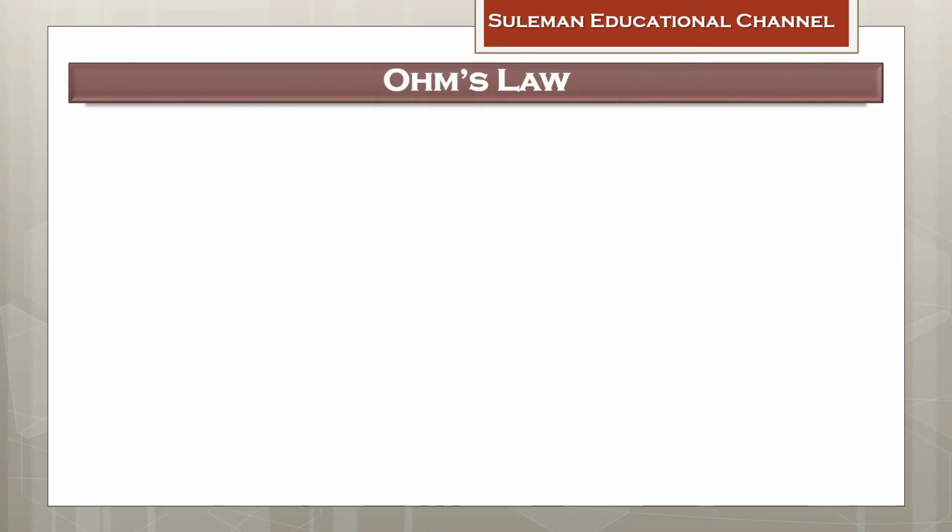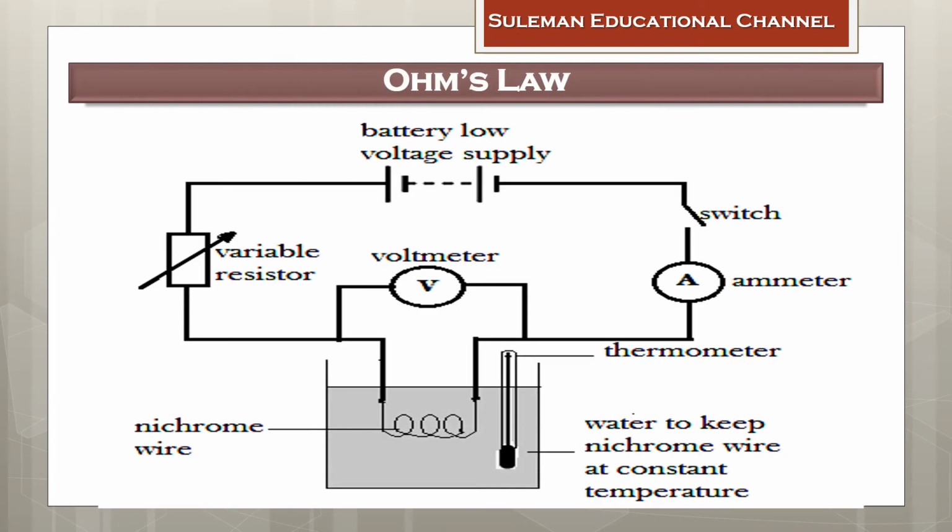Now we will discuss Ohm's law. According to Ohm's law, potential difference is directly proportional to current. It means that if the potential difference is increased, then the current is also increased. If the potential difference is reduced, then the current is also reduced. So to verify Ohm's law, we are going to use the apparatus as shown in the diagram.